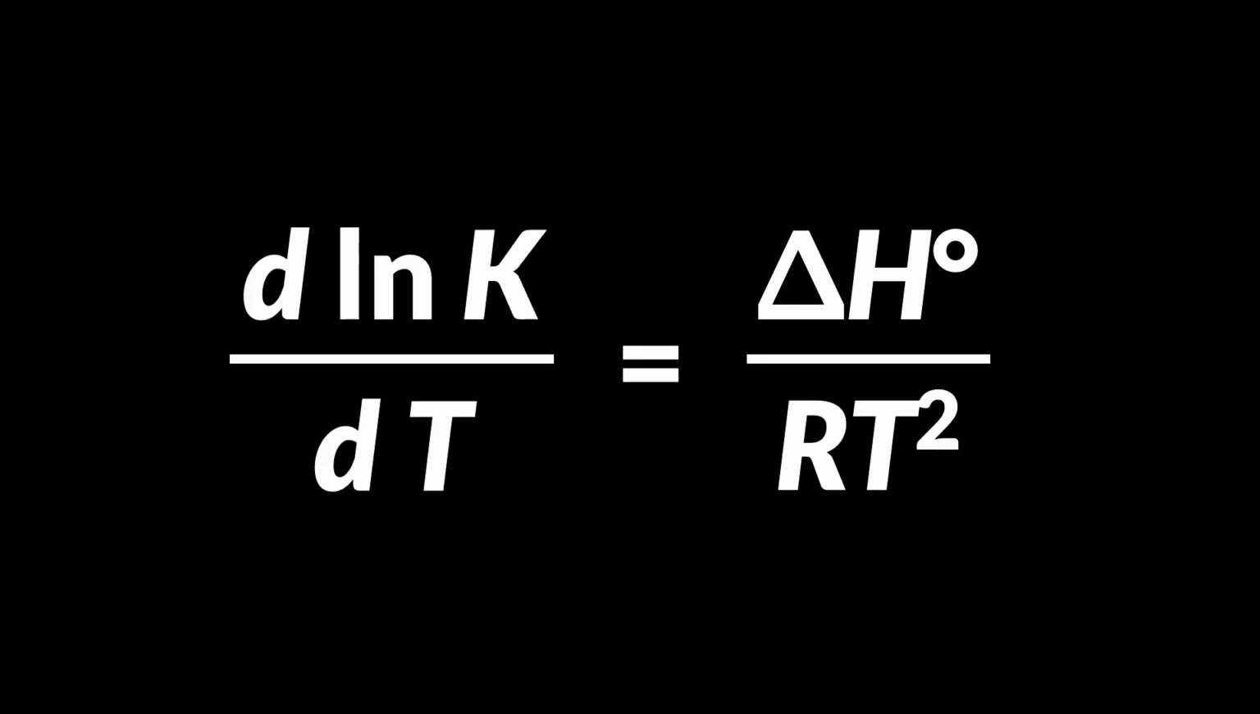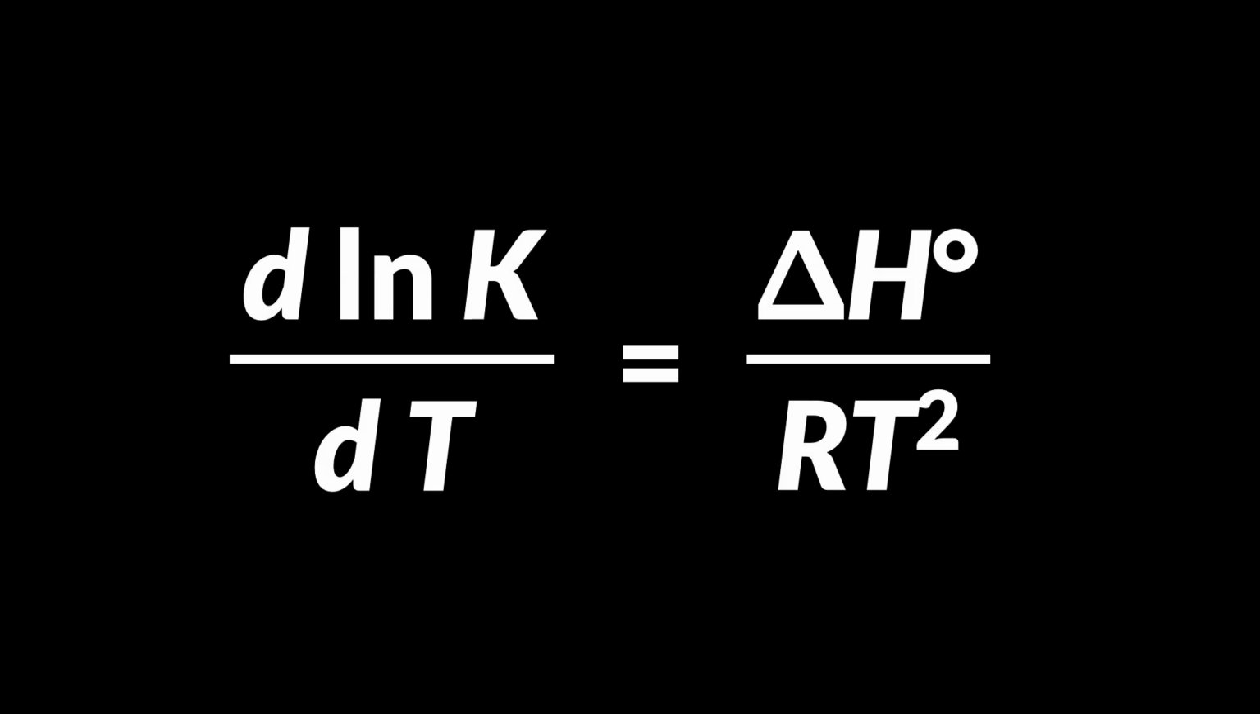So this relation is mathematically shown using this formula right here. This is called the Van 't Hoff differential equation, and it basically tells us how the equilibrium constant K will change when the temperature of the system changes.